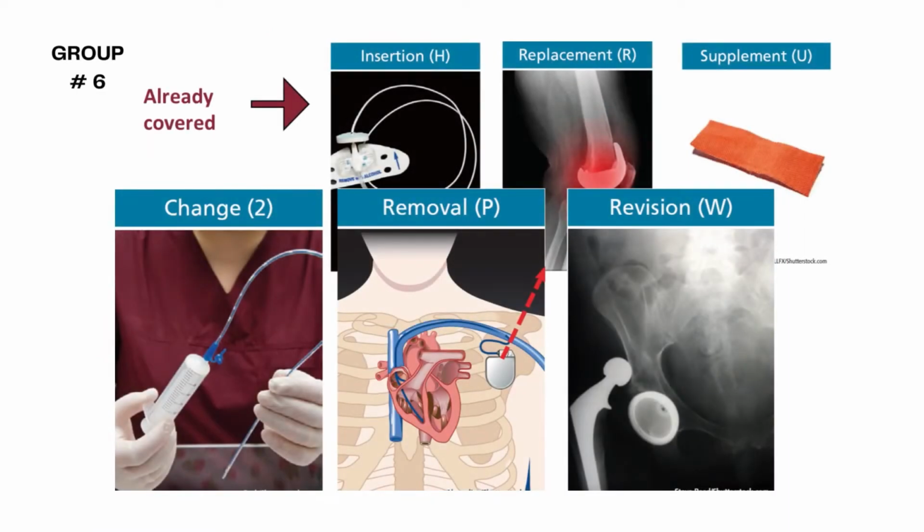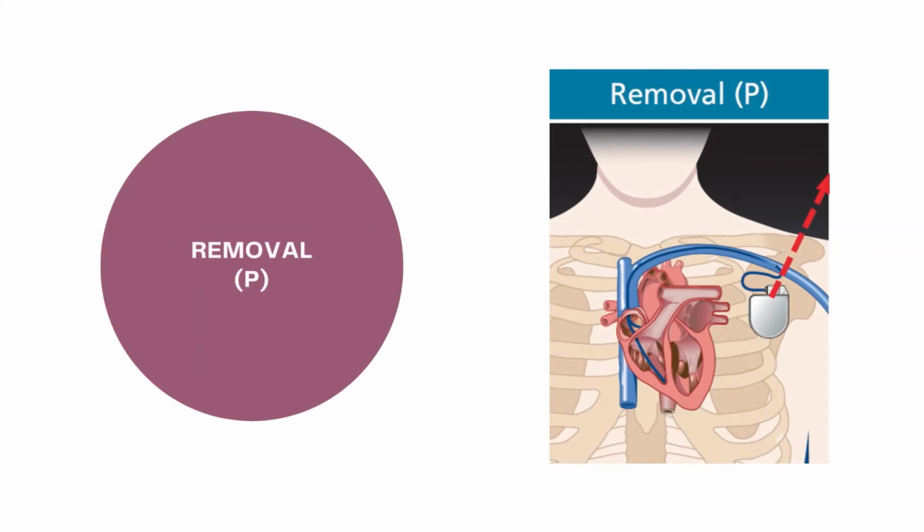There are 6 root operations in this group: insertion, replacement, supplement, change, removal, and revision. We already looked at insertion, replacement, and supplement, and I think we also did change. Today, we are talking about removal. So, the root operation removal carries a character value of P.